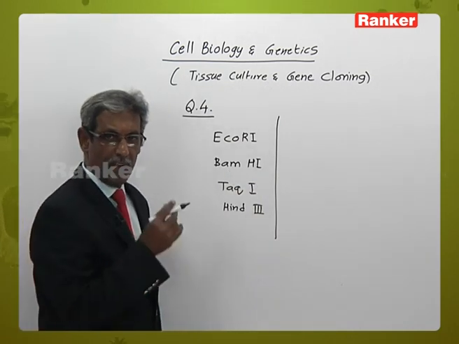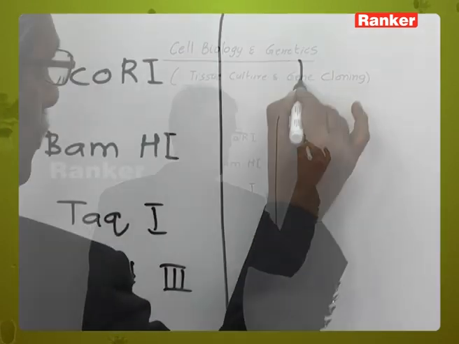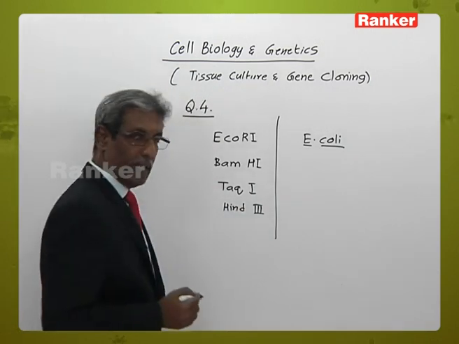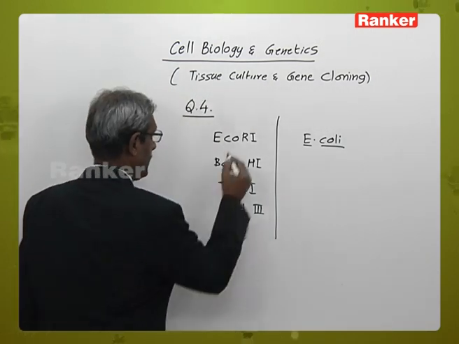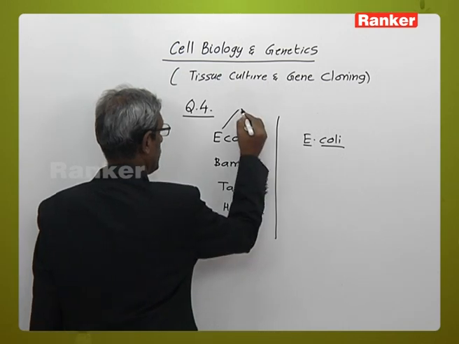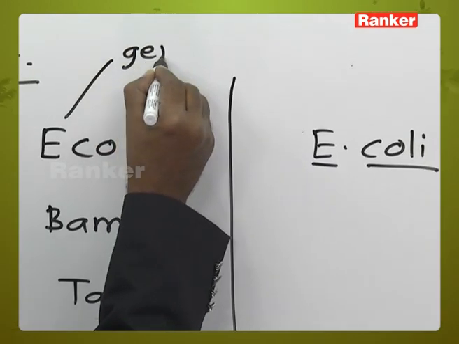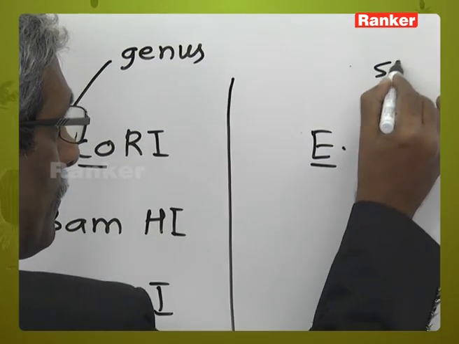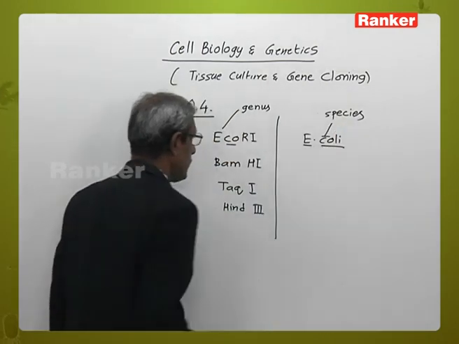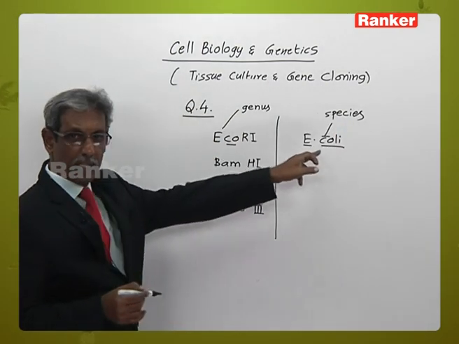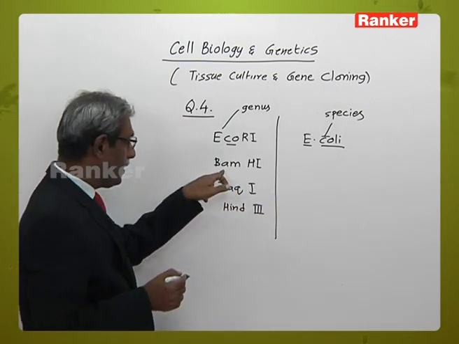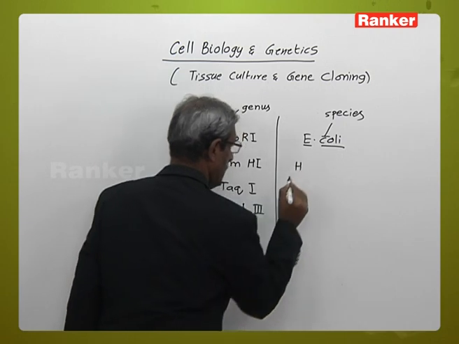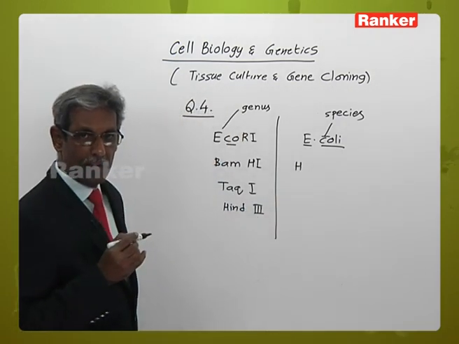EcoRI is always primarily associated with Escherichia coli. If you recollect, when you take the nomenclature of restriction enzymes, the first letter relates to the genus and the next two letters relate to the species. So, EcoRI relates to Escherichia coli. Similarly, BamHI has been isolated from Haemophilus influenzae.